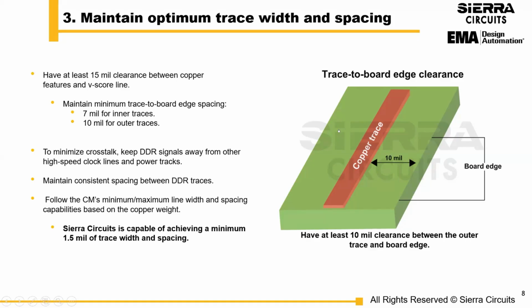First, you can ensure clearance of at least 15 mil between copper features and the V-score line, and maintain a minimum board to edge spacing of 7 mil for inner traces and 10 mil for outer traces. To minimize crosstalk, keep your DDR signals away from other high-speed clock lines and power tracks. You can follow your CM's minimum and maximum line width and spacing requirement based on the copper weight. At Sierra Circuits, we can achieve a minimum trace width and spacing of 1.5 mil.